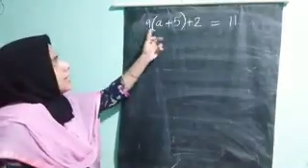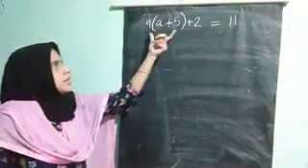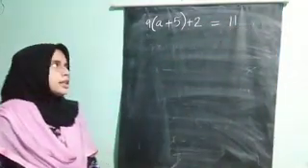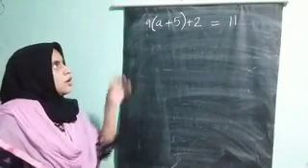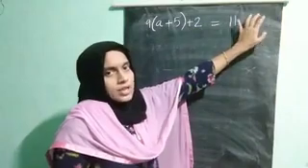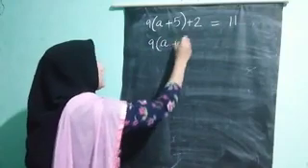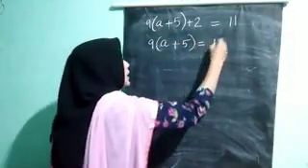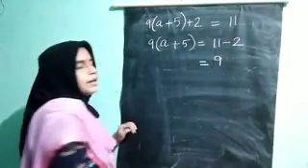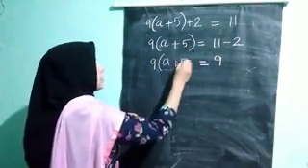Write the next question. 9 into (a plus 5) plus 2 equal to 11. Here you can see this is one term, this is another term and there is a constant. Here there is one bracket. So first you have to take this plus 2 to this side. Okay. So minus 2. 9 into (a plus 5) equal to 11 minus 2. 11 minus 2, 9.